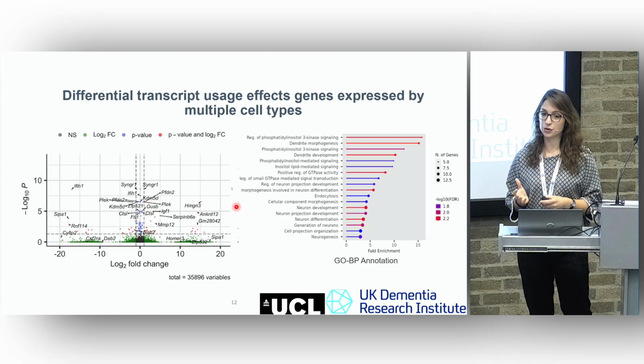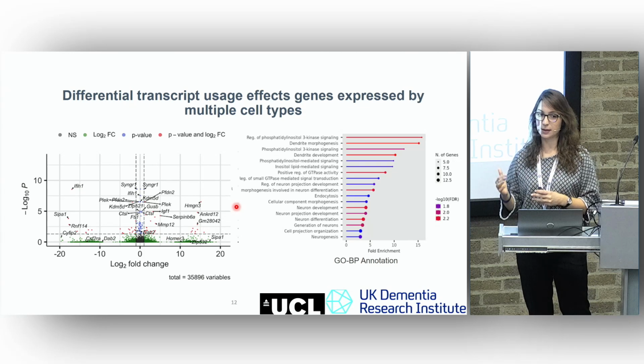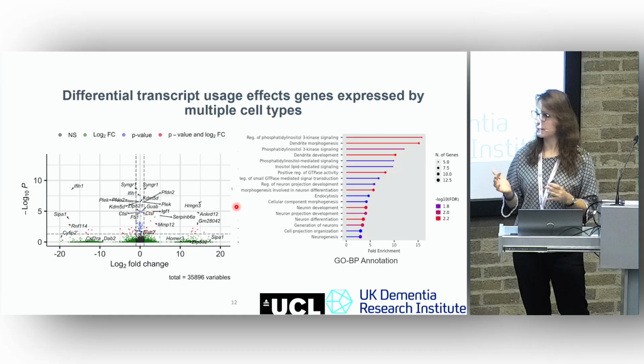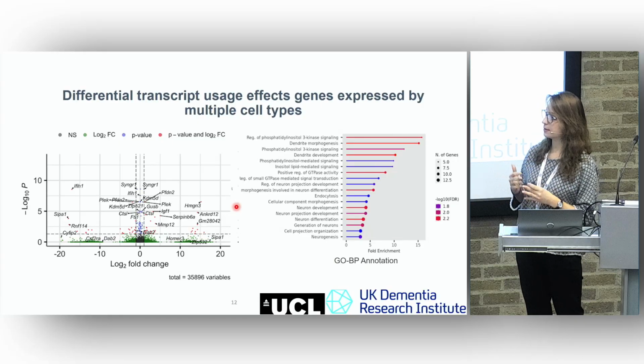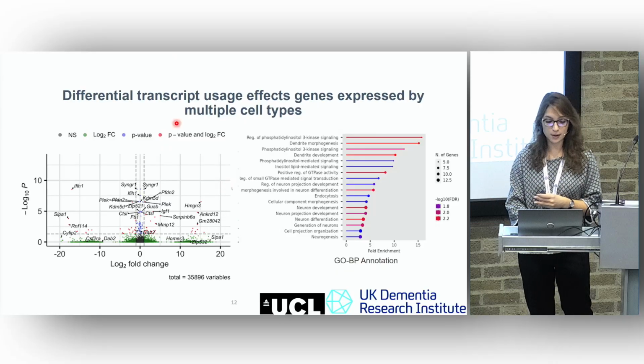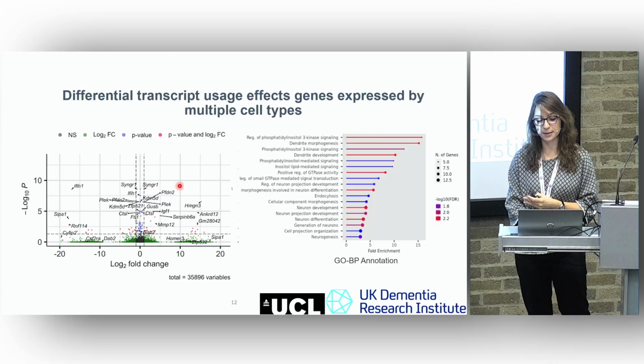With the transcript usage results, since they are the measure of specific isoforms to other isoforms, these are giving a different signal from the different cell types. So now we are seeing more neuronal pathways.